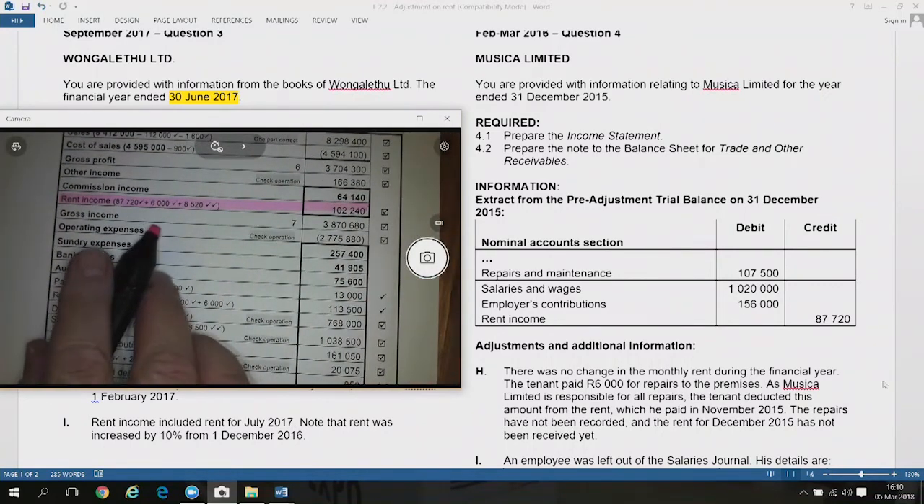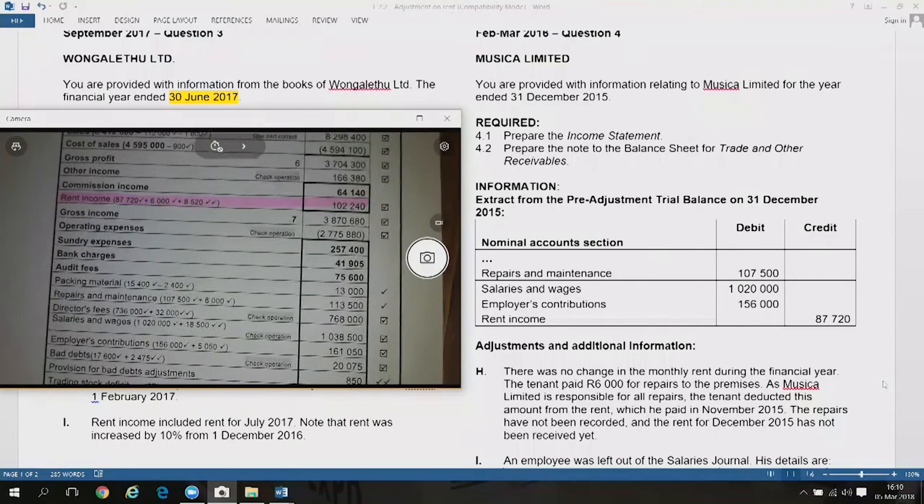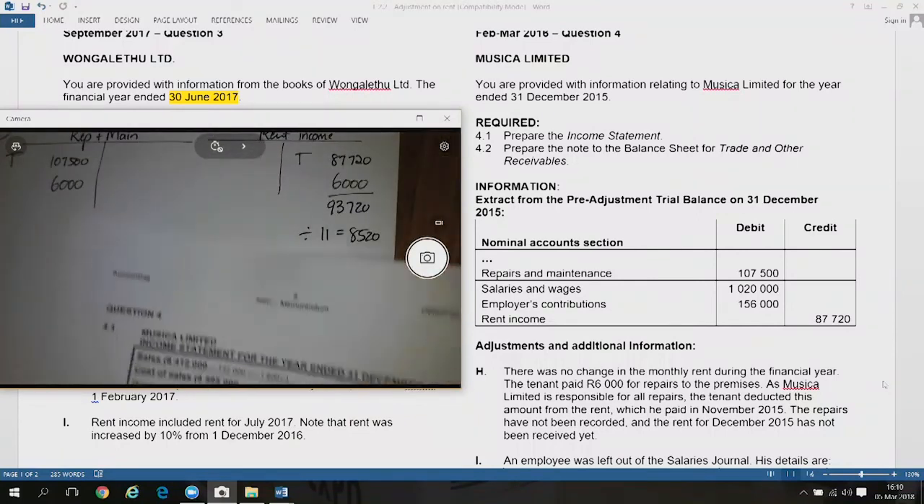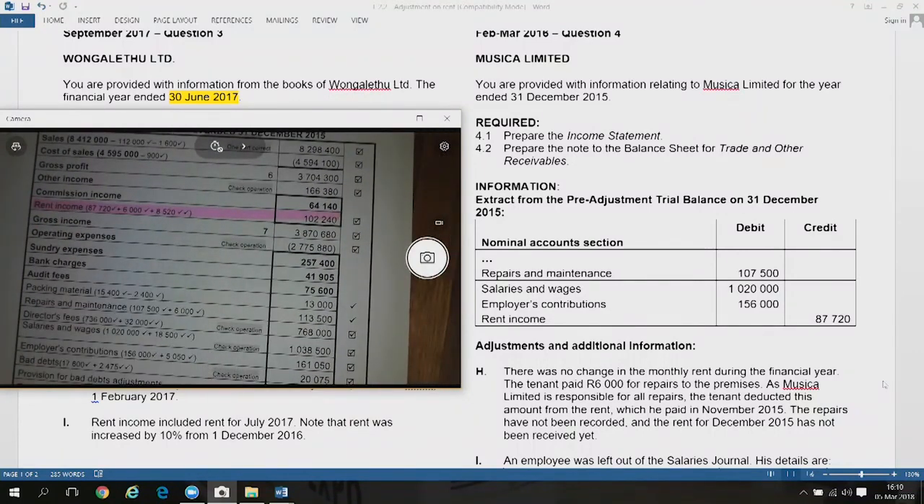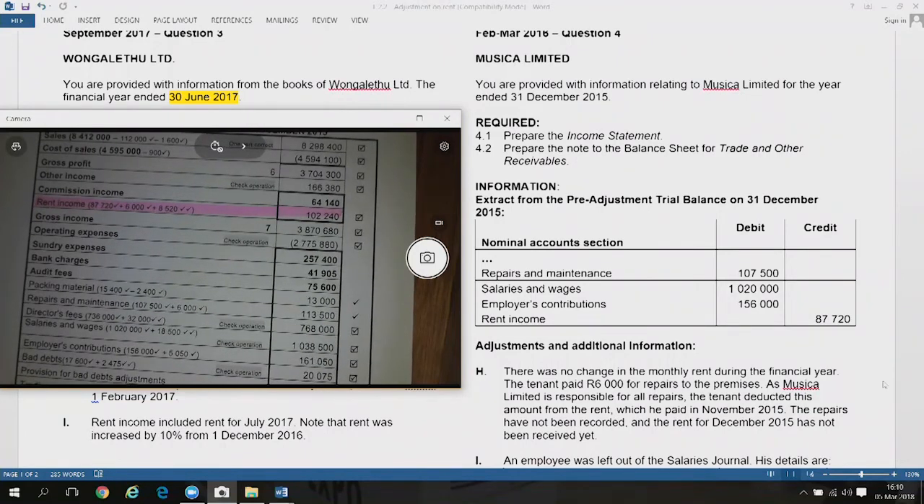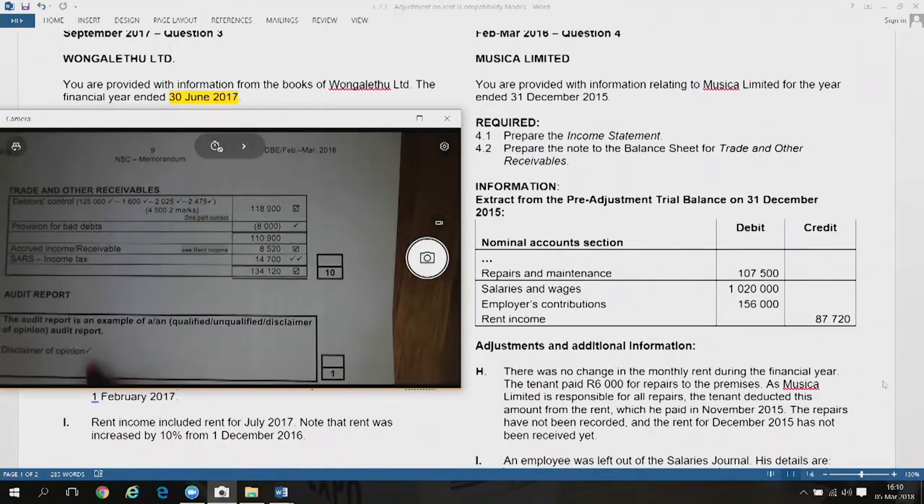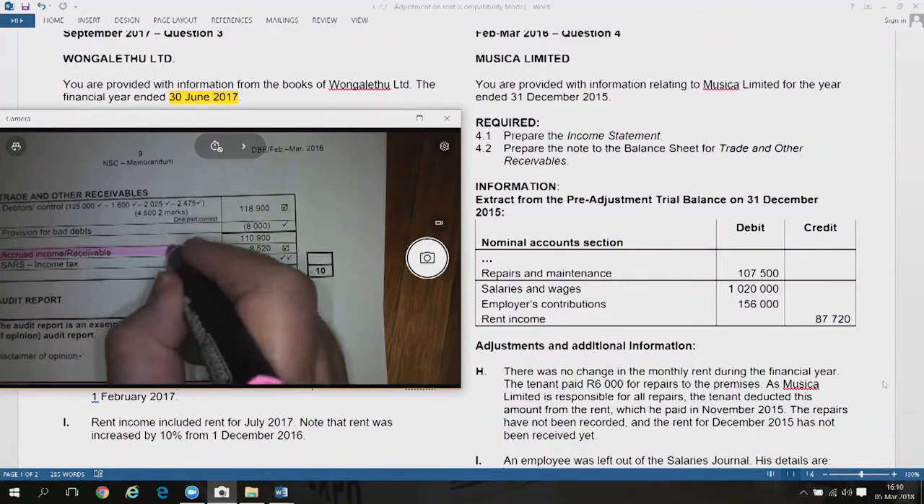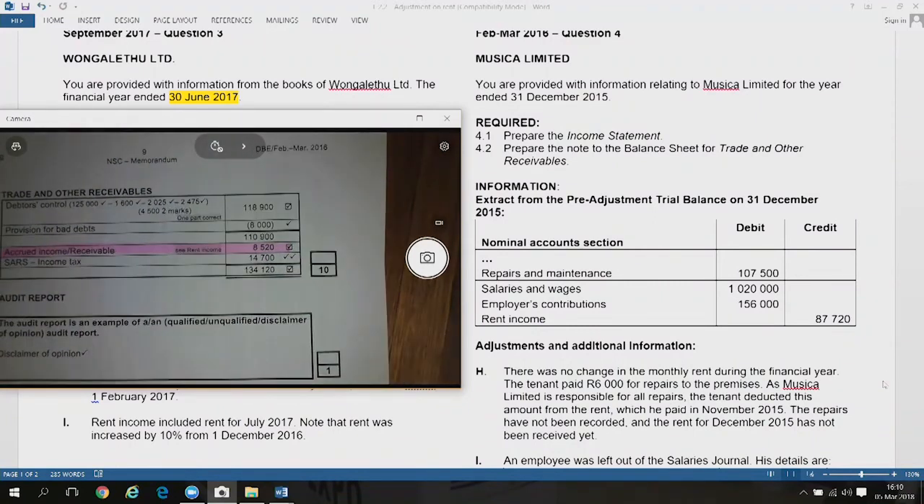You first add the 6,000, then you divide it by 11. That gives you 8520, and then you add the 8520 in your note. It is also note number 5 for accrued income, 8520.